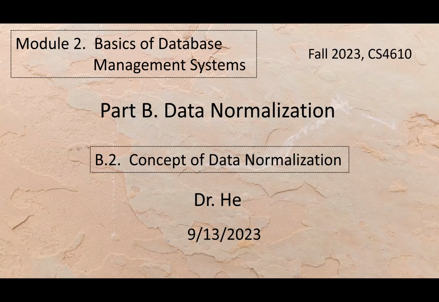B.2, concept of data normalization. After we understand redundancy, we want to remove it. This process, removing redundancy, is data normalization. We will do it in C.2, so let's learn this data normalization concept.